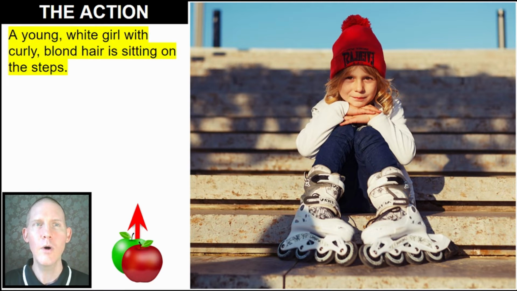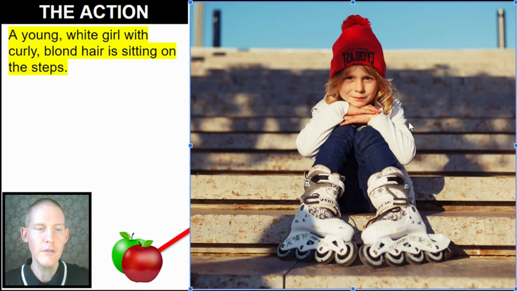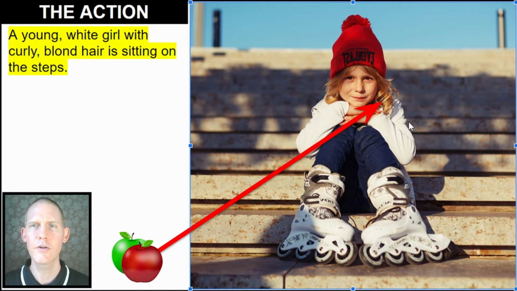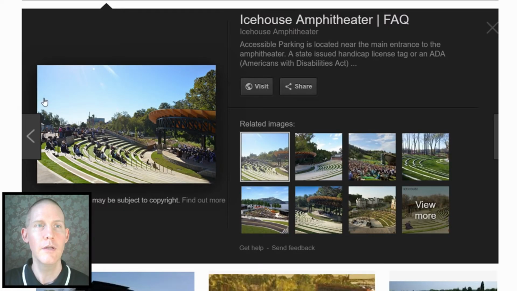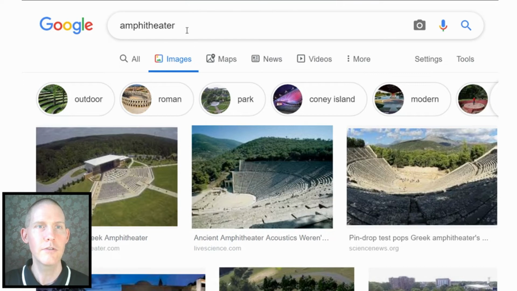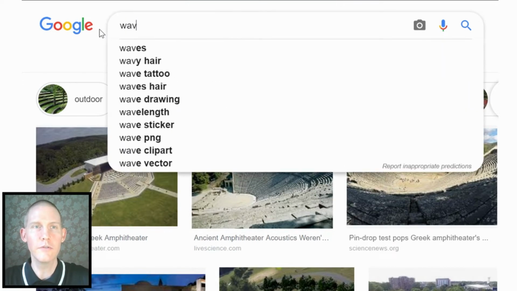A young white girl with curly blonde hair is sitting on the steps. Okay, so if we look at her hair, maybe I'll put the arrow up there, we can see that it is curly. And it's not like tight curls, it's more like wavy curls. And let's see if we can tell the difference. Let's go to a picture. All right, so we'll put in wavy curls.